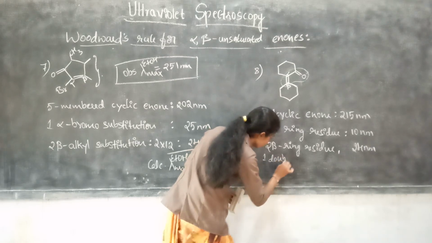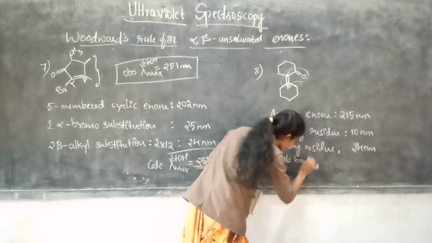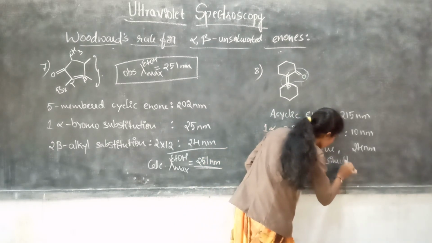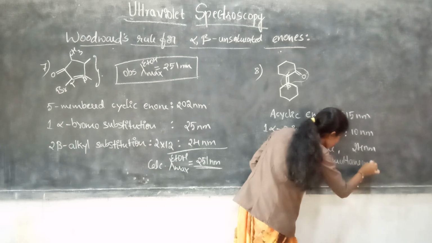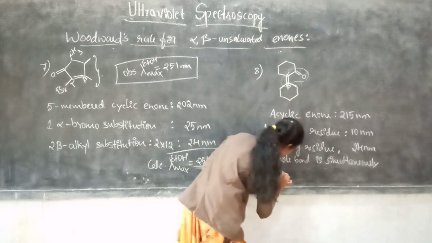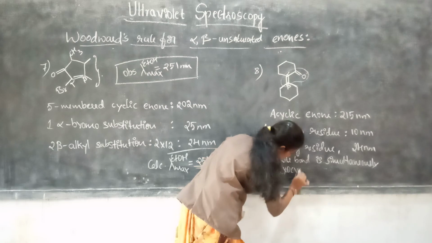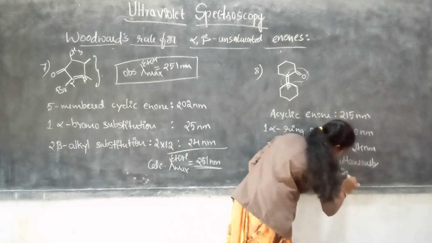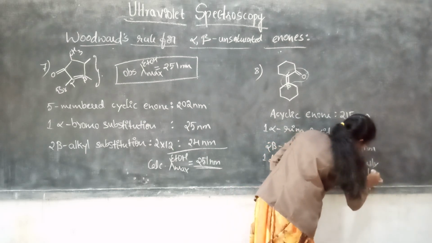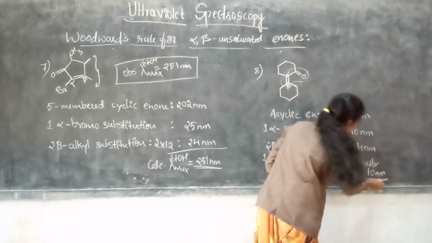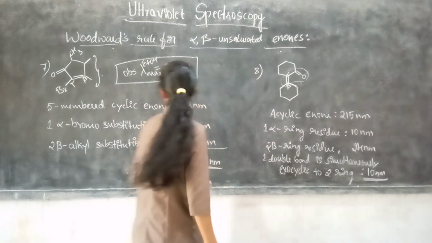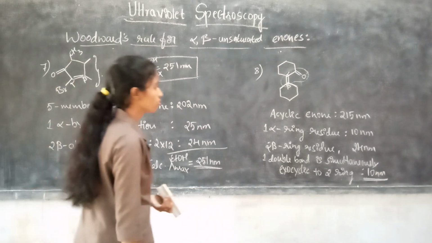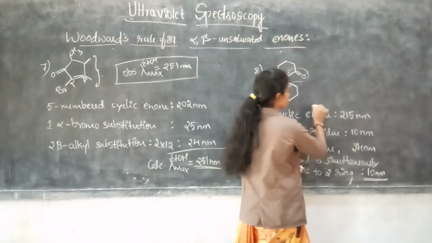One double bond is simultaneously exocyclic to two ring systems. Two rings, that means there will be an addition of 10 nanometer. Now we will calculate the total absorption maxima.